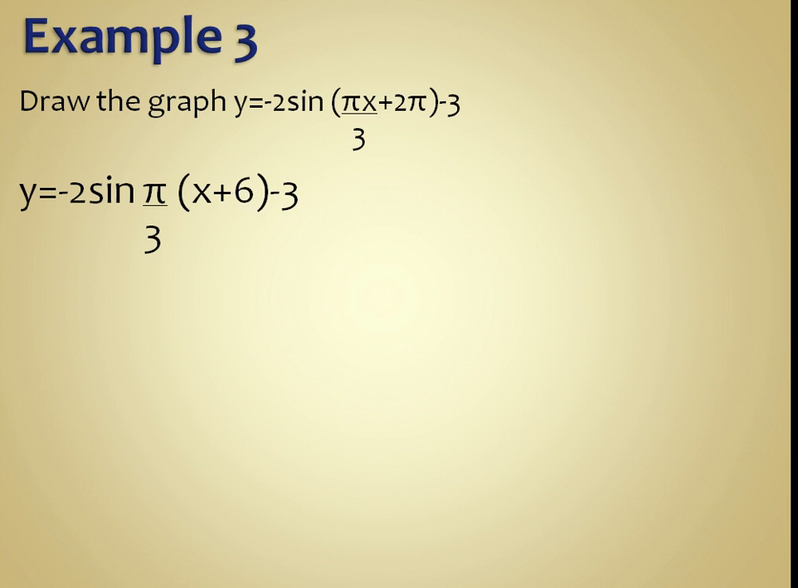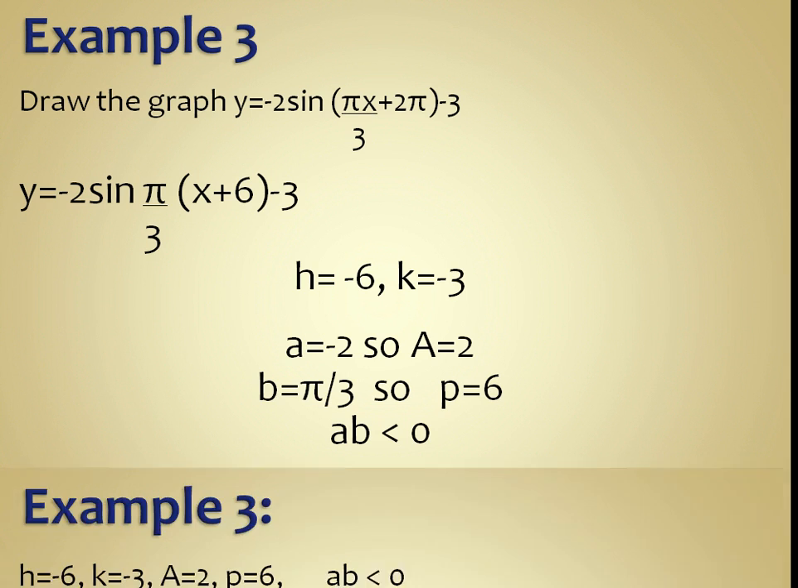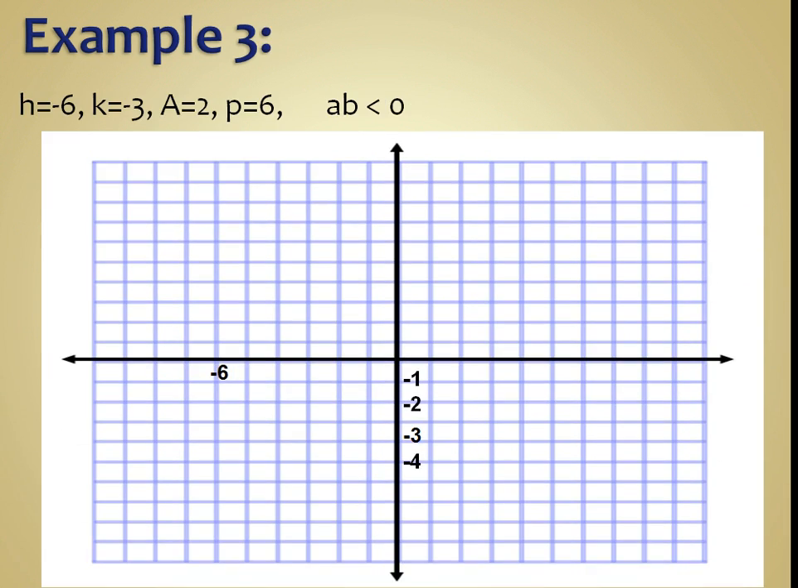And the reason I have that is because I did 2 pi divided by pi over 3 to give me a value of 6. I now list all of my parameters. My h is -6 in this case because there's a positive inside the brackets. And k is -3. I also end up with a is -2, so my amplitude is 2. The b is pi over 3, so my period is going to be 6 in this case. And a times b is again less than 0 because I have a negative number multiplying with a positive number, which is negative.